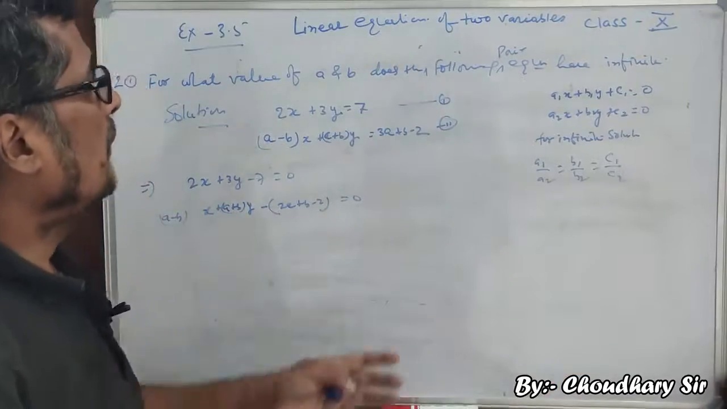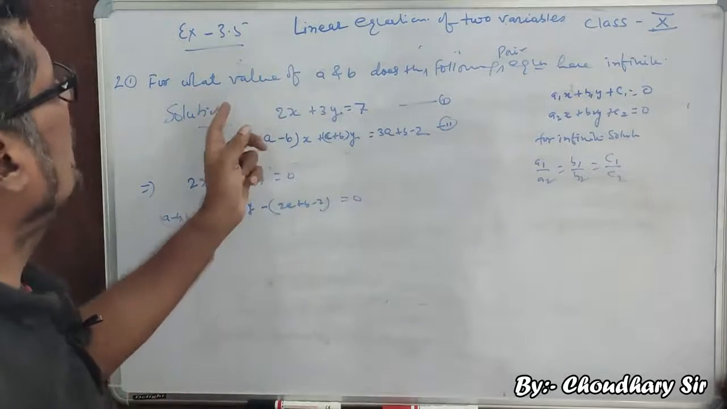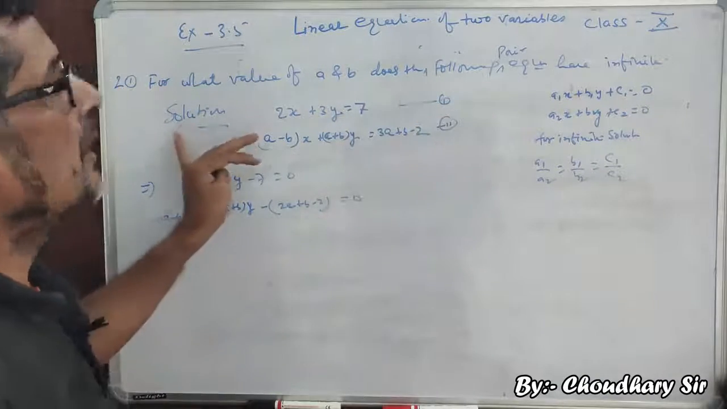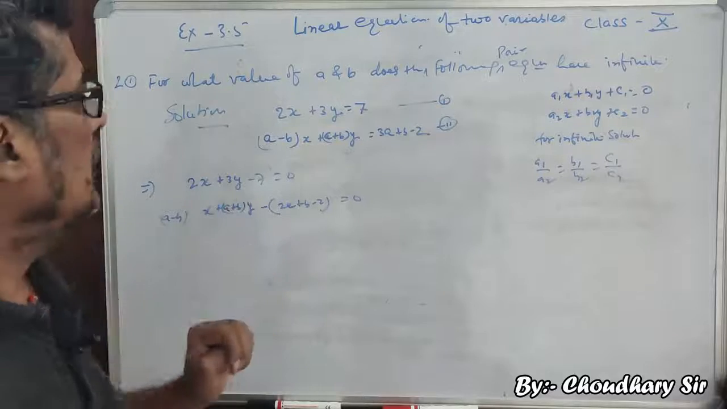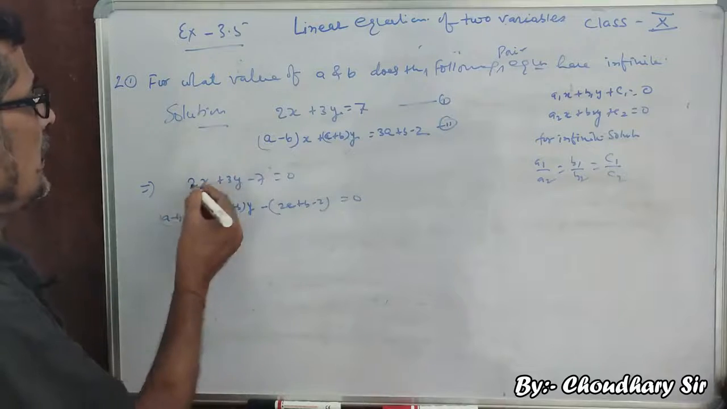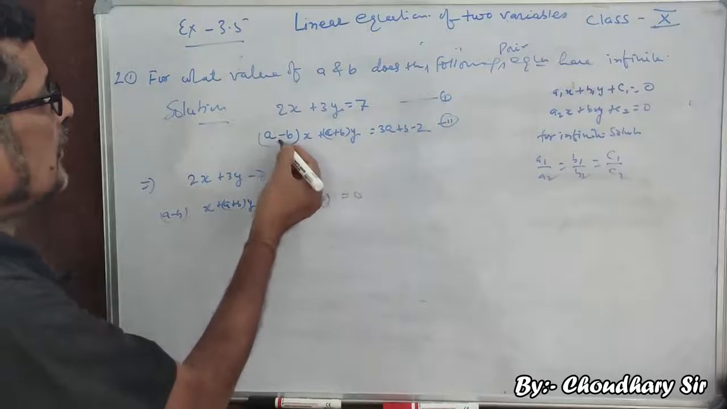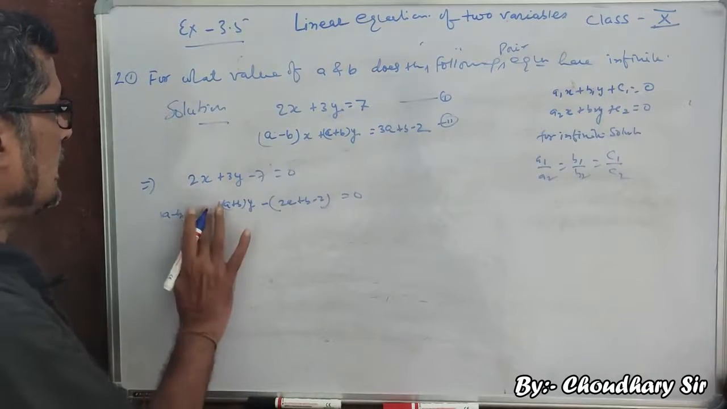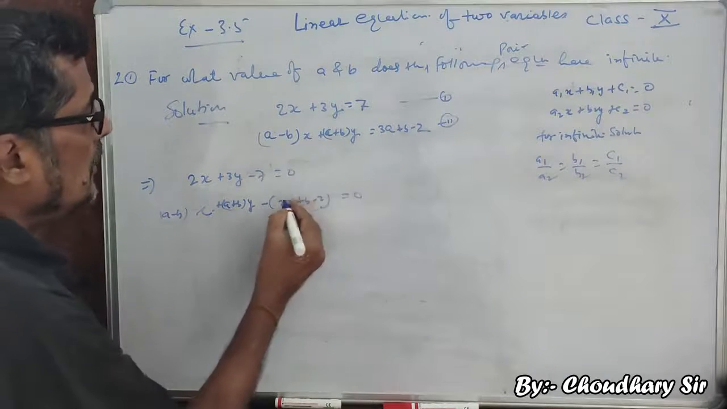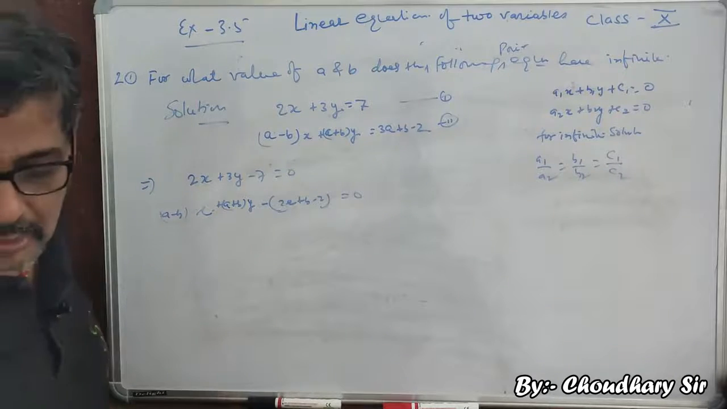So we apply this property to find the value of a and b, because the question says the following pair of equations have infinite solutions. Okay? So first we write the constant on this side. We write the equation 2x plus 3y minus 7 is equal to 0, and the second equation (a minus b)x plus (a plus b)y minus (3a plus b minus 2) is equal to 0.